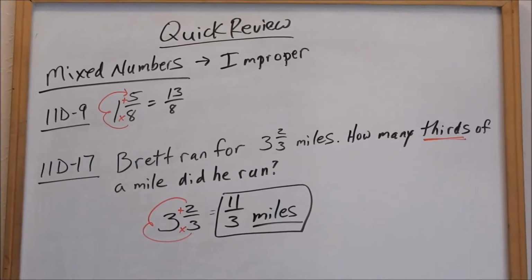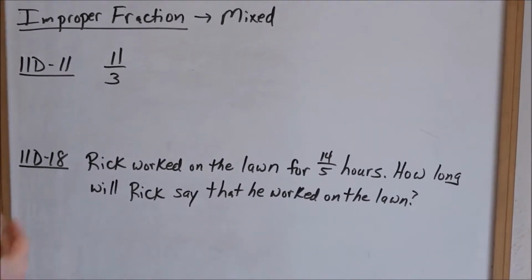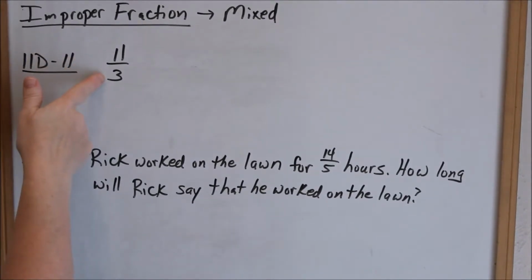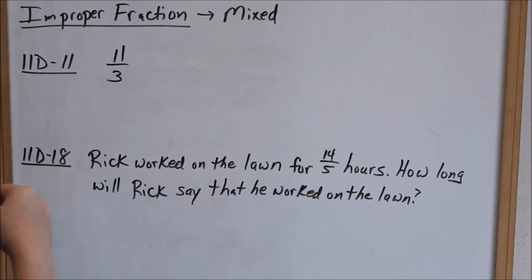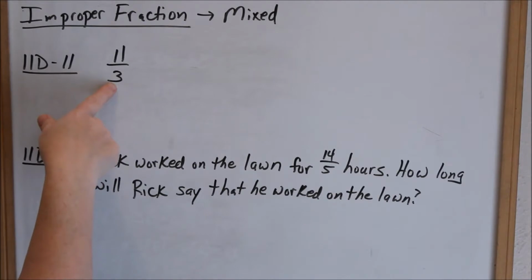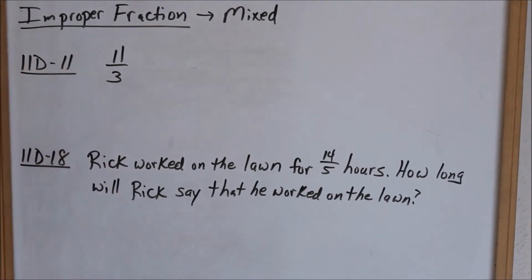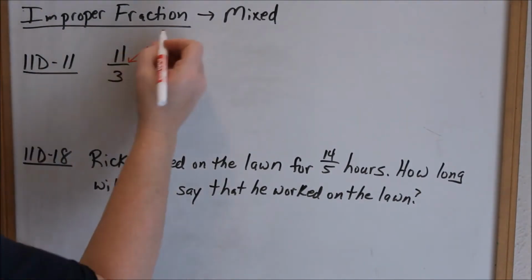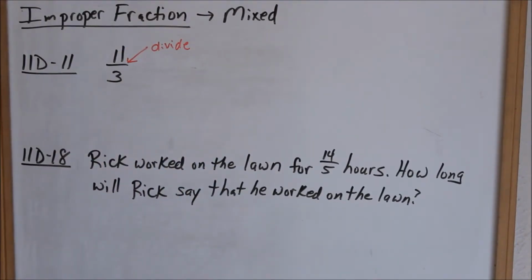Now let's go backwards and do improper fraction to a mixed number. Okay, so why is this called an improper fraction? Because the numerator is bigger than the denominator. So this answer should look familiar to you because we just did it. So 11D number 11, taking the improper fraction of 11 thirds. Again, improper because the numerator is bigger than the denominator. So as a reminder, what does that symbol mean? It means divide. That is the same thing as saying 11 divided by 3.